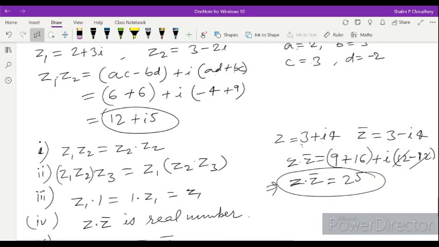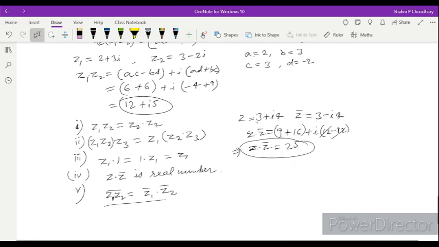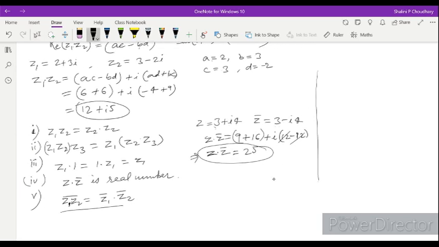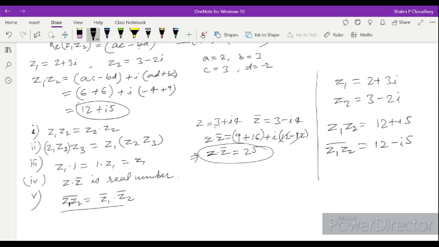Okay, see, we'll take this one. If z1 is equal to 2 plus 3i, z2 is equal to 3 minus 2i, and z1 z2 is equal to 12 plus i5, okay. So हमें इसका कंजुगेट निकालना है, तो z1 z2 का bar will be equal to 12 minus i5, ओके, ठीक है। Now अब हम इन दोनों का कंजुगेट लेते हैं, z1 का कंजुगेट will be 2 minus i3 and z2 का conjugate will be 3 plus 2i.